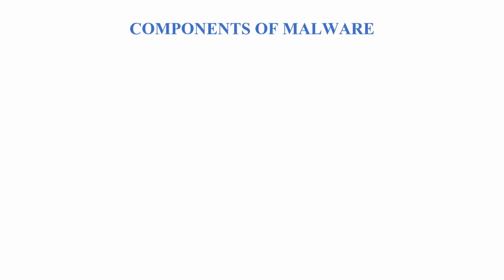Next, we'll see components of malware. So attackers create the malware using components, which help them to achieve what they want, like to steal the information, to delete the data, or to change the system settings. So some basic components of malware are described below.